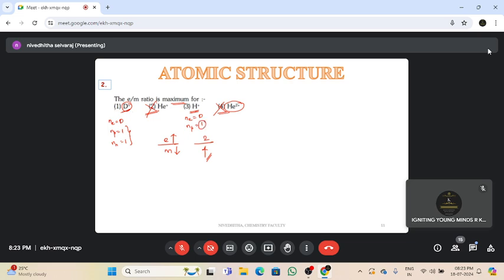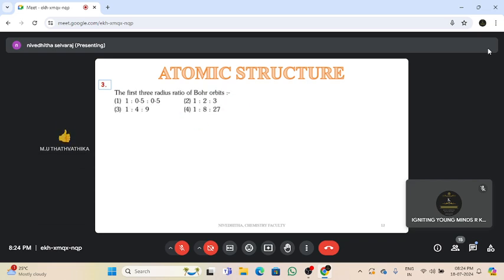So which has lesser mass among deuterium and hydrogen? Yes, it is hydrogen. So this has lesser mass, so this has the maximum e by m ratio. Is that clear? Shall we move on to the next question?